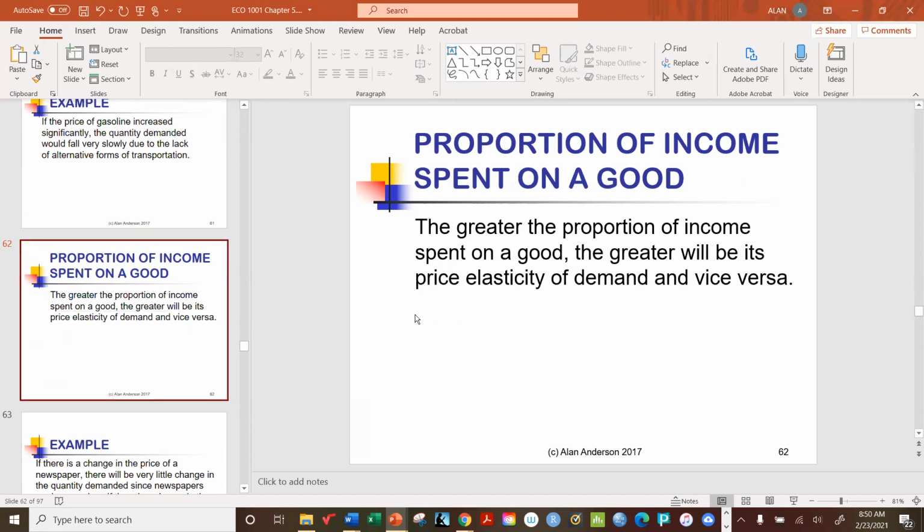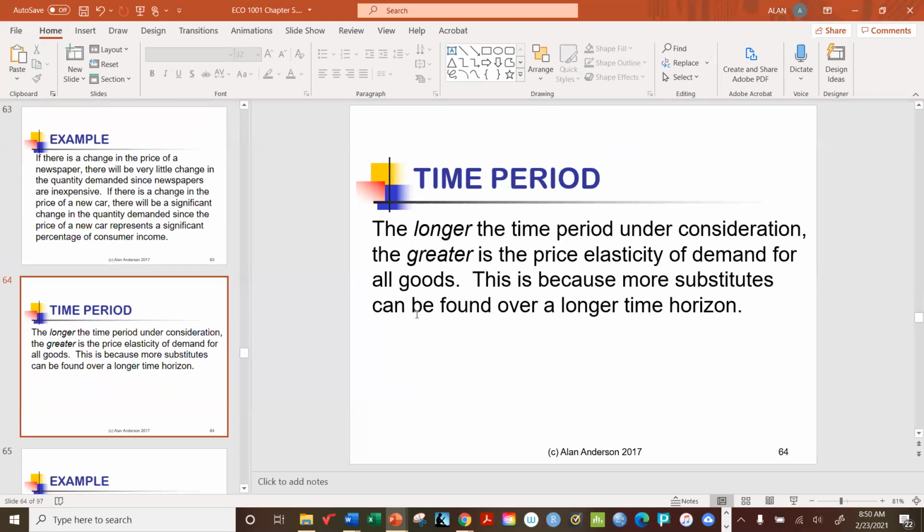That's the bottom line. All right, and then finally, the time period. The more time we have to adjust our spending habits, the more elastic will be the demand for all goods, okay? Especially gas. Gas is the perfect example, again, because in the long run, you can buy a better, more gas-efficient car. You can move. You can do a lot of things that you can't do in the short run.